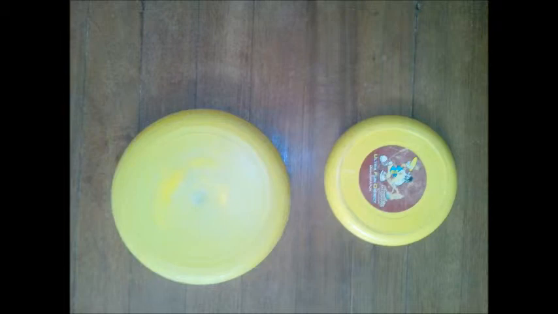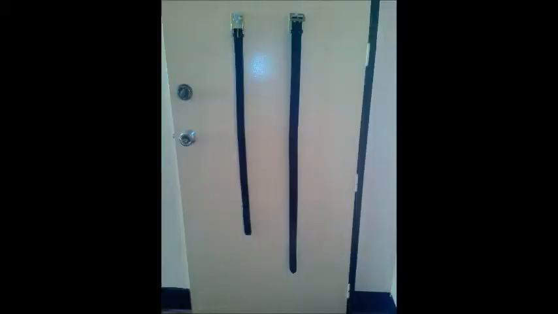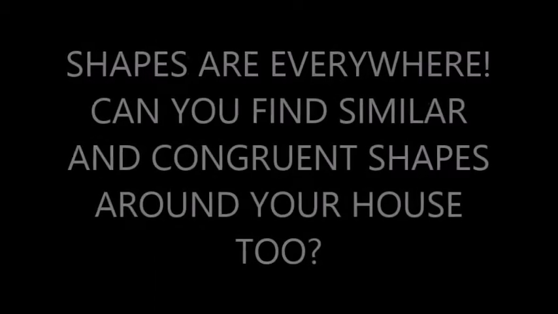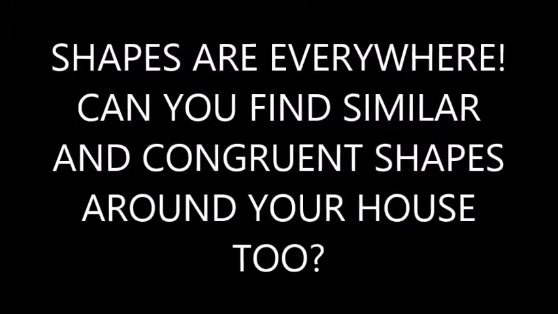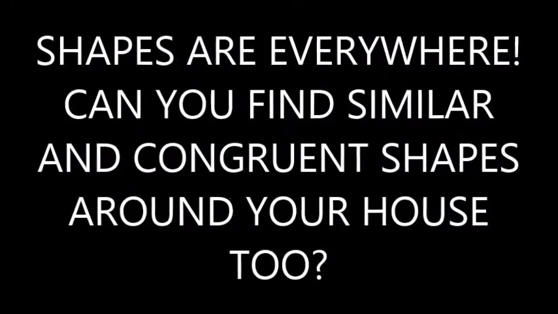Then we have some frisbees. They are similar because they differ in size. And the belts, they are different in length, so they're just similar. Shapes are everywhere. Can you find similar and congruent shapes around your house too?